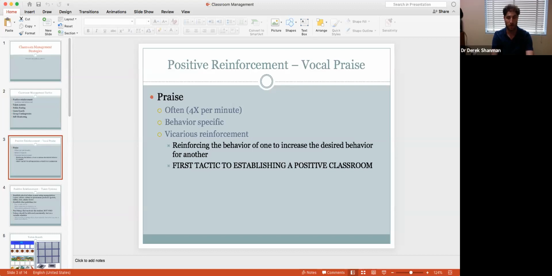Praise can be delivered, or should be delivered, up to or at least 4 times per minute. That might seem like a lot, but think about the type of classroom where you walk in and a teacher is constantly looking for things that a student is doing well, versus the teacher who is constantly looking for things that the students are doing incorrectly. In one, it's very welcoming, very positive, encouraging of risk taking. In the other, you have students who are afraid to move because they don't want to get yelled at, all right? So we want a lot of praise.